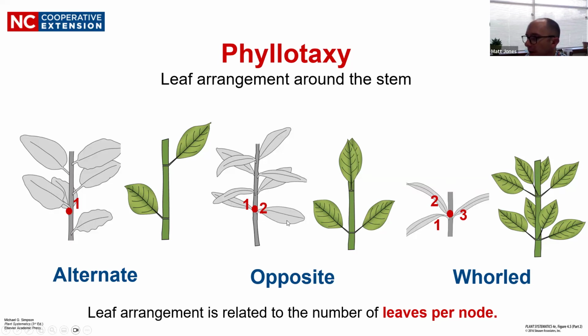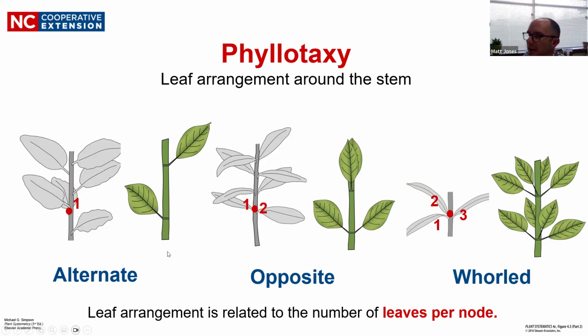A common configuration of opposite is when the pairs of leaves are arranged at 90 degrees from each other. That's called the decussate pattern, but it's still fundamentally opposite. And the least common arrangement is the whorl arrangement, where there's more than 2 leaves per node, typically 3 or 4. So alternate is most common.